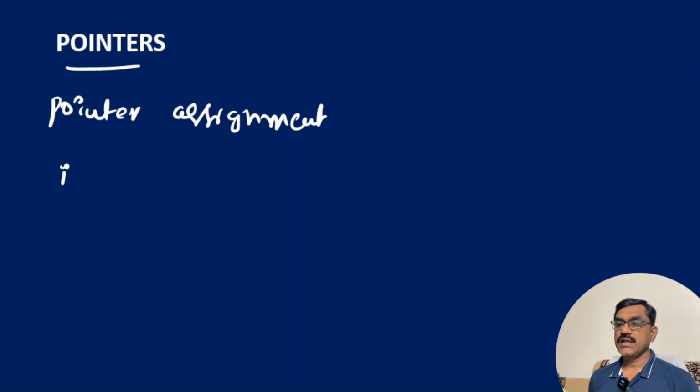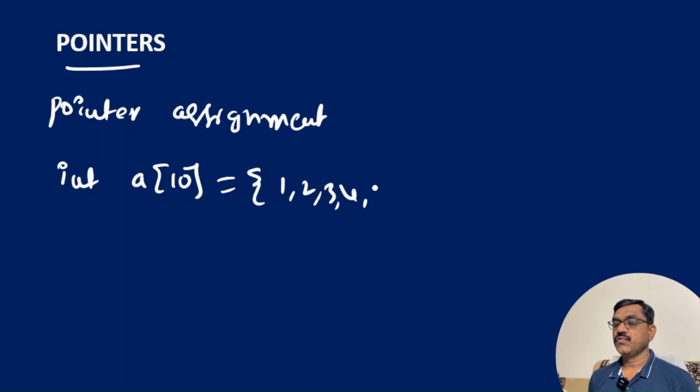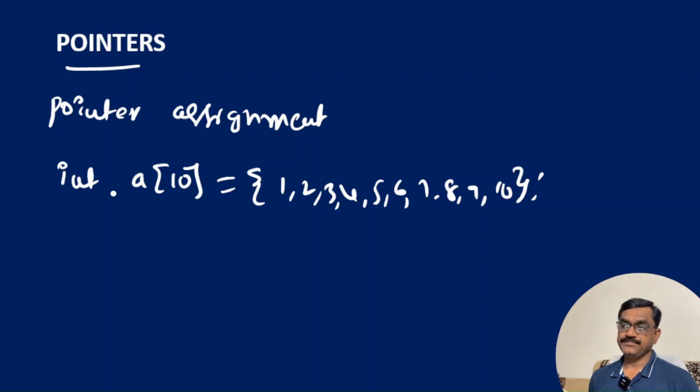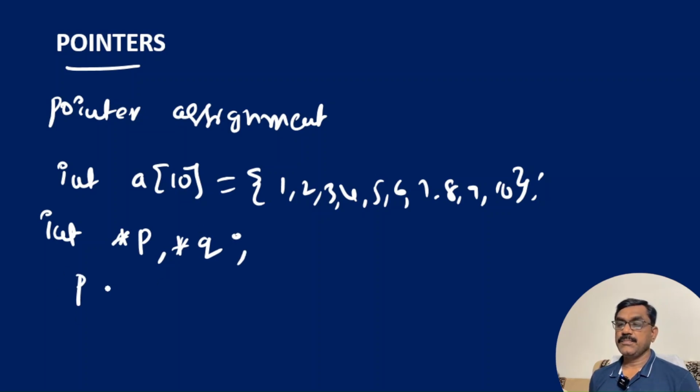See, we have taken an array, assume that int a[10], any dimension you can take: 1, 2, 3, 4, 5, 6, 7, 8, 9, 10. These are the values in the array. Now we are declaring pointers, int *p, *q. I'm declaring two pointers here. Here I'm saying p = a and q = p. We can say like this. So what do we mean by p = a and q = p?